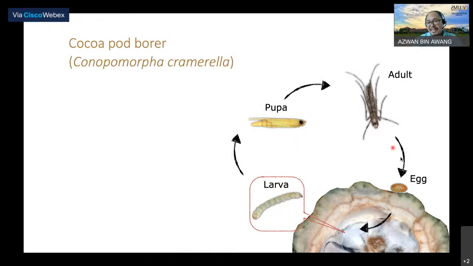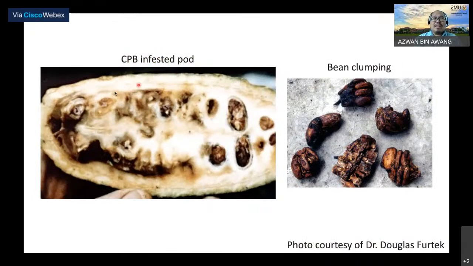And that's the life cycle. The most devastating stage of the life cycle is the larva. The adult will lay eggs on top of the pods. They will hatch and live for around 2 weeks and cause havoc by eating the pulp inside here. All right. So what happens when the cocoa bean is infested? As you can see, that's the frass, the leftover after the insects eat.